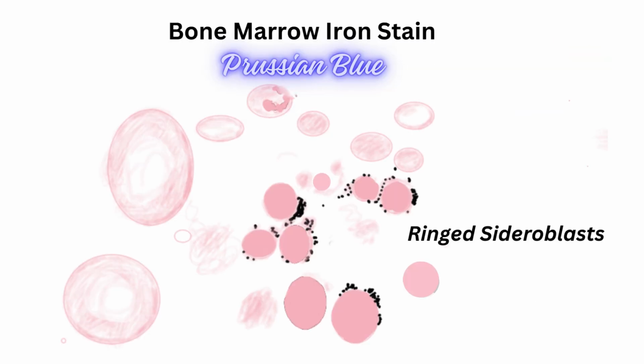Ring sideroblasts in the bone marrow of a Prussian blue iron stain is not a healthy sign. It is a sign of disease. There is plenty of iron available in the mitochondria, as you can see, but it cannot be incorporated into the hemoglobin as ferrous iron, as we will see in detail later. Ferrous iron is waiting and accumulating to join with protoporphyrin 9 to form a heme molecule.